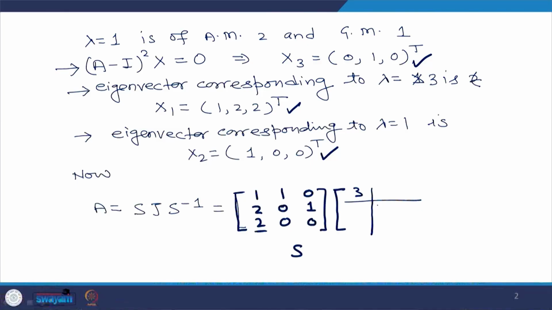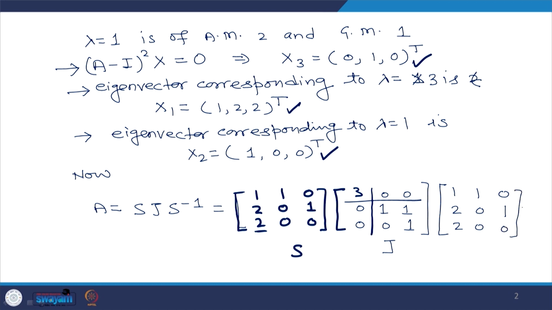So, it means 3, 1, 1, 0, 1, and then 0, 0, 0, 0, and then you will have, this is your J, S inverse. So, the inverse of 1, 1, 0, 2, 0, 1, 2, 0, 0. So, this is the Jordan canonical transformation of A.